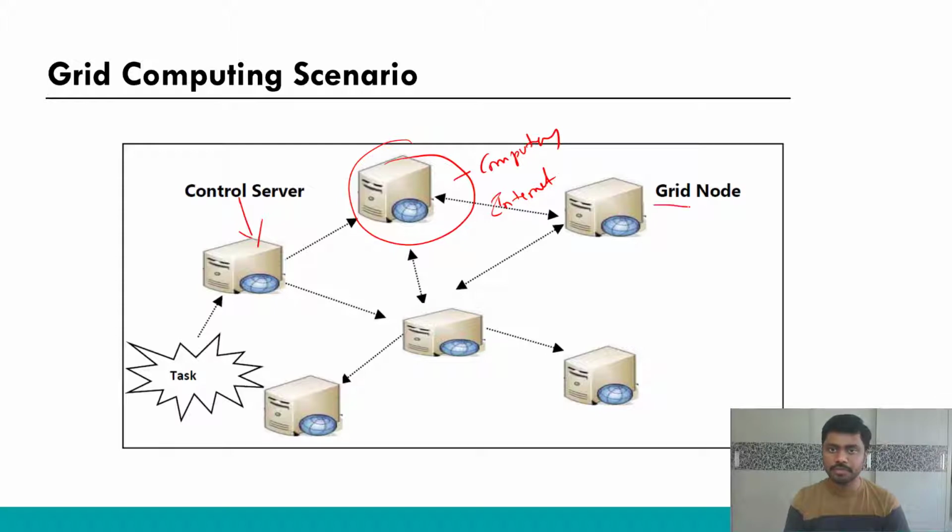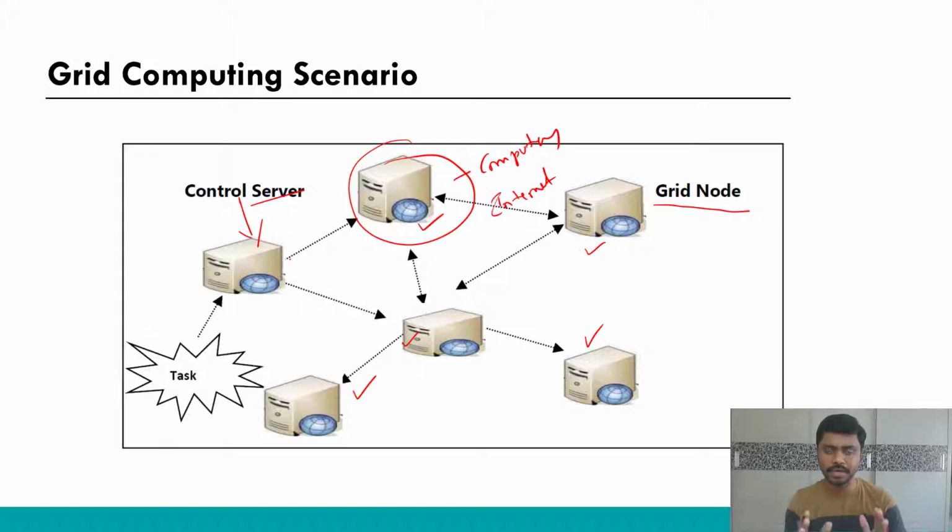And each of them is called a node. One will be called the control server, and the rest of all the machines are called nodes. What this control server does is manage the tasks: which task has to be given to which node, and how to distribute the tasks. All these things are managed by the control server.